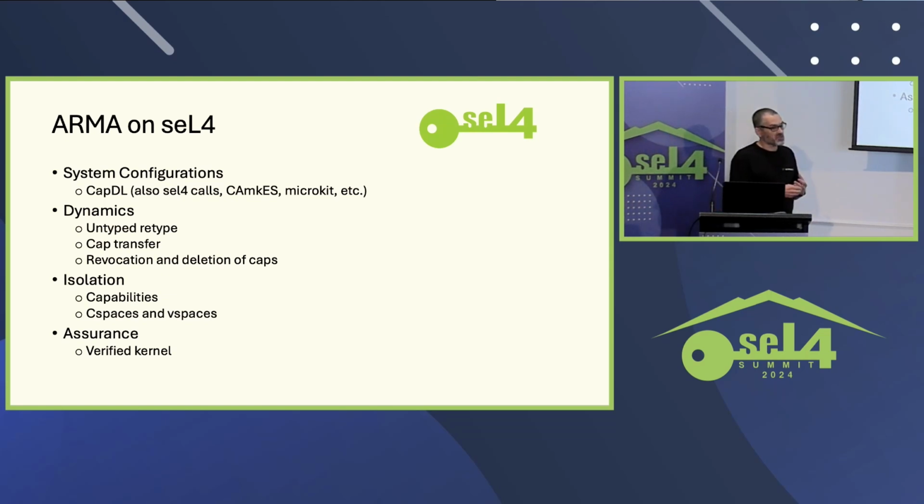In terms of dynamics, seL4 gives us a lot. We've got untyped retypes. We've got capabilities. We can transfer capabilities. We can revoke capabilities, and so on. These are all really powerful mechanisms for building these kind of dynamic systems. So we're pretty good there. One of the draw cards of seL4 is the isolation through capabilities, CSpaces, VSpaces, and so on. So we're really good there. And then assurance, we have a verified kernel that gives us assurance about all these dynamic properties and the isolation and so on. So we're really good there as well.